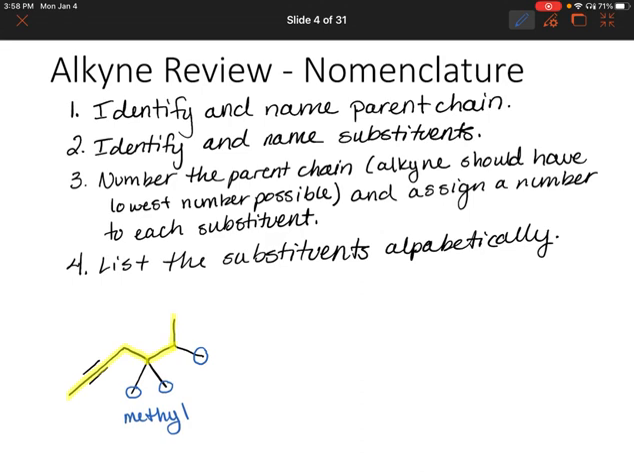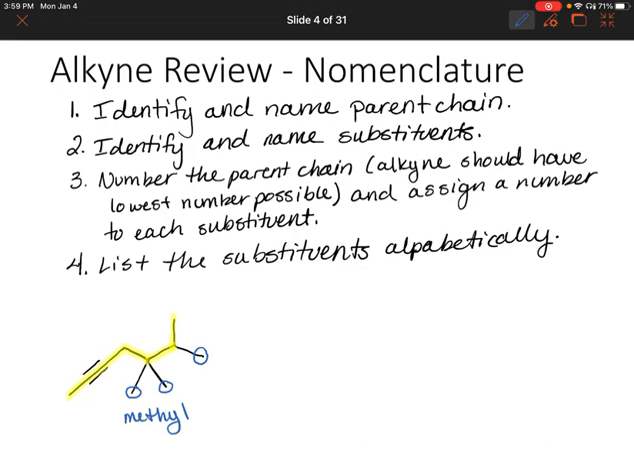Okay, so we don't really have to worry about alphabetizing the substituents here because they're all going to have the same name. But if you had, for instance, an ethyl group and a methyl group, ethyl starts with E, so it would go first when you're listing the substituents, regardless of its number. The numbers can be kind of out of order in the name. You really just want to focus on alphabetizing the substituents.